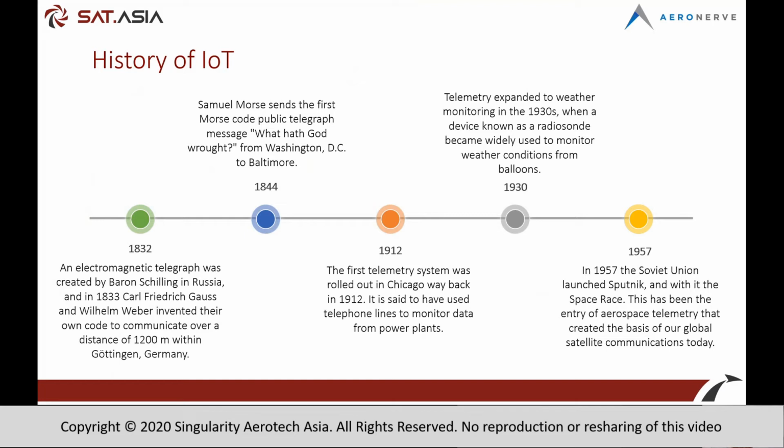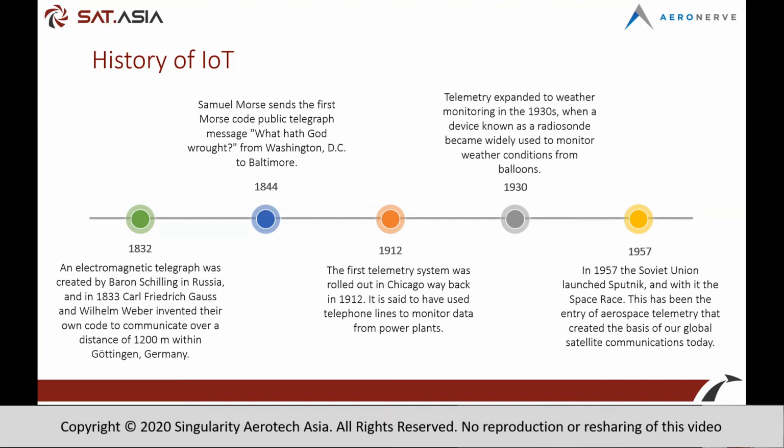So I have a timeline. It's quite a big timeline. If you want to talk about electronic communication, you have to go back really early, to 1918, for example, the first electromagnetic telegraph created in Russia. They invented their own code to communicate over a distance, from Russia to Germany, for example. In 1844, sorry, and then Morse code.